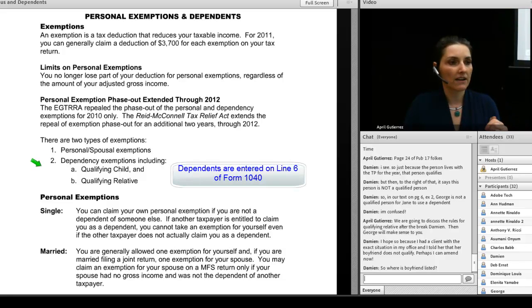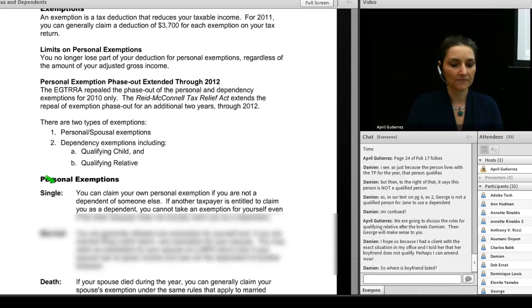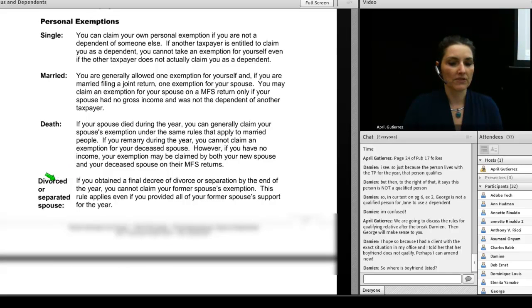Then underneath that, on line 6 of the Form 1040, that's where you list your dependents. And dependency exemptions fall into two categories again. One is a qualifying child, and one is qualifying relative. So let's look at some of the rules for personal exemptions.